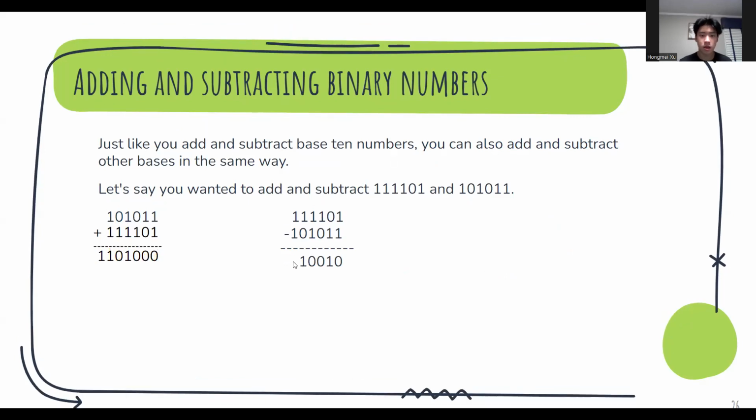Oh, and also remember that the zeros before the leftmost one are not important. So if you had, I think my answer was like this. These 2 zeros before the first one, they don't matter. We don't want them.